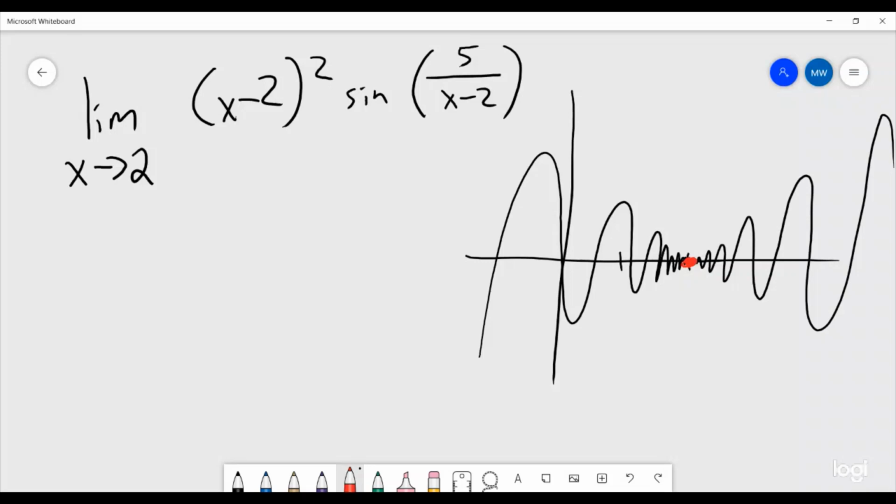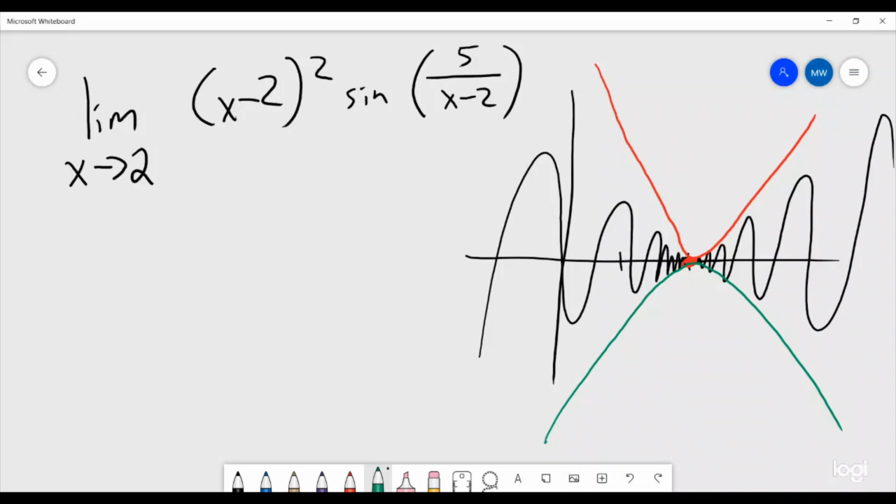But the challenge is, how can we show that? The squeeze theorem says we need to find a function that is always bigger than that and goes down to 0, and another function that's always smaller that also will go up to 0. And so that's the big challenge with these. We have to find a function that's bigger and a function that's smaller.